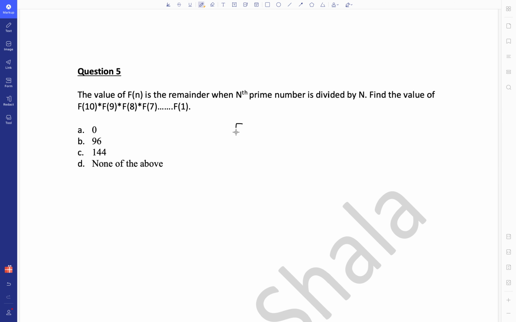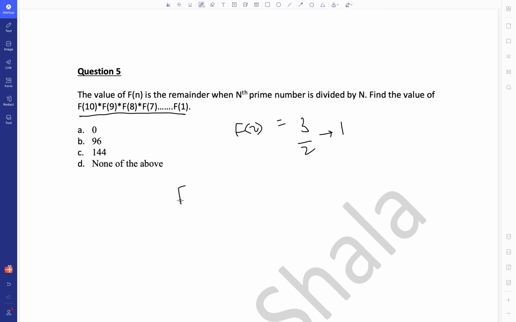For example, what is f2? Second prime number is 3 divided by 2, remainder is 1. Okay. Find the value of f10, f9, f8, f7 till f1. Obviously, when you see this kind of thing, you should know that there is some kind of trick to be used, because the question doesn't expect you to calculate these 10 values individually and then multiply.